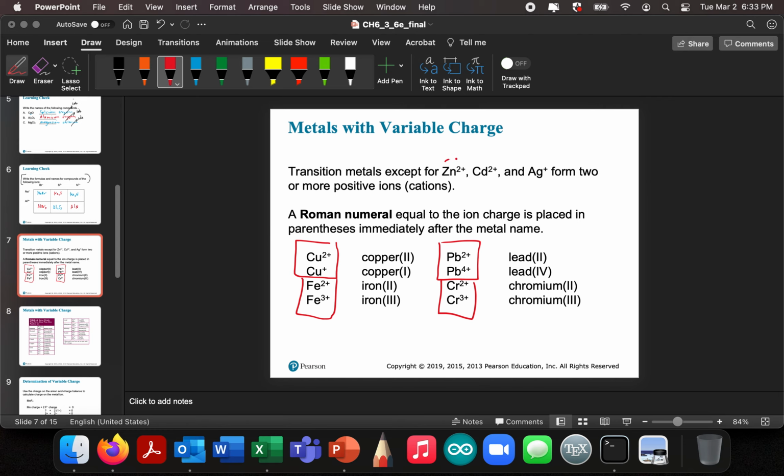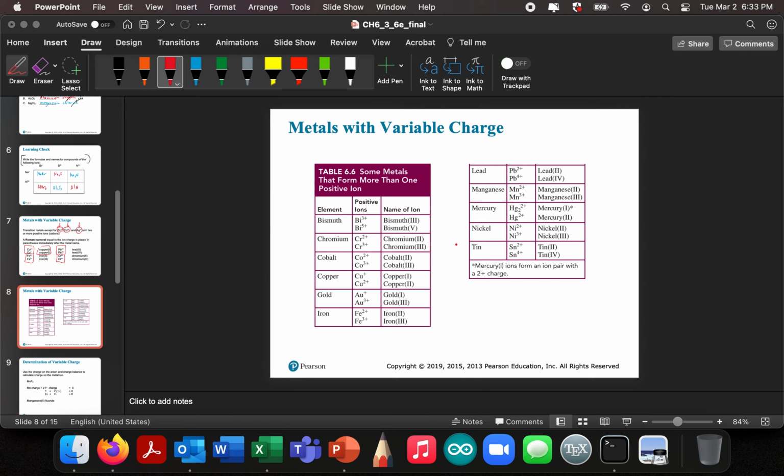Now, there are some transition metals that we have to memorize that only have one charge. Silver is always +1. Cadmium is always +2. Zinc is always +2. But for the ones that have variable charges, we have to say what their charges are with the Roman numeral. So if I see a copper 2+, I call it copper Roman numeral 2. Otherwise, our rules are all the same. Now, table 6.6 from your textbook shows a good list of lots of metals that have variable charges.